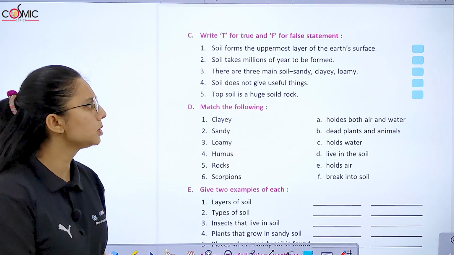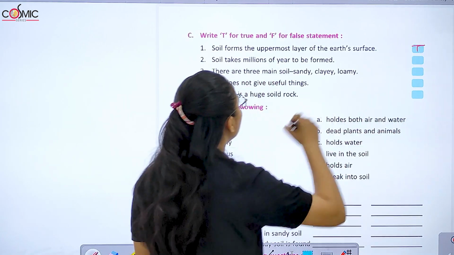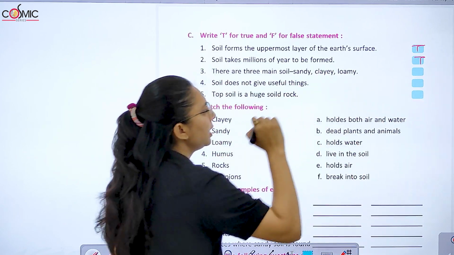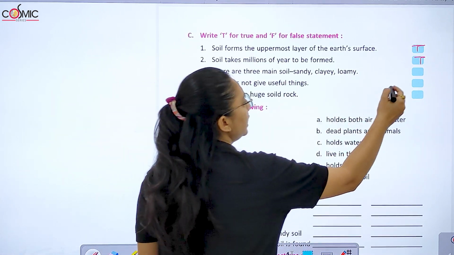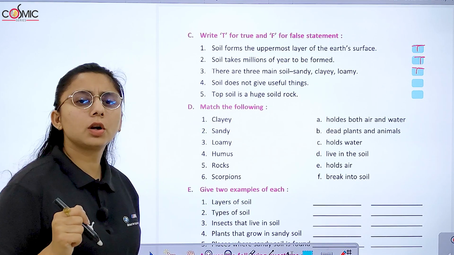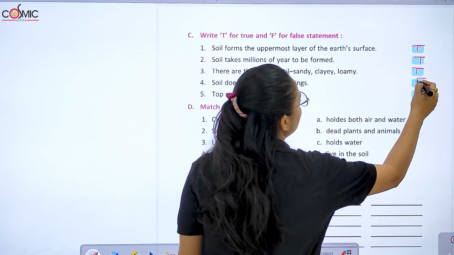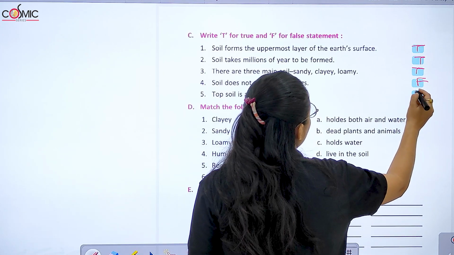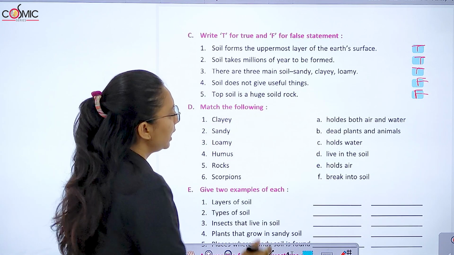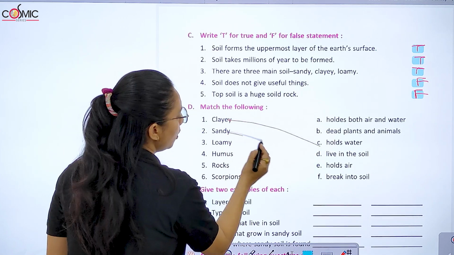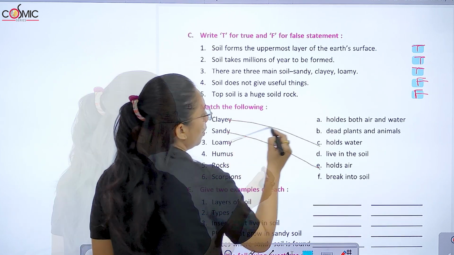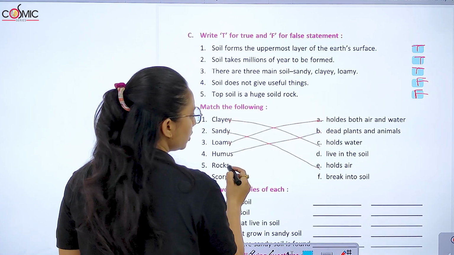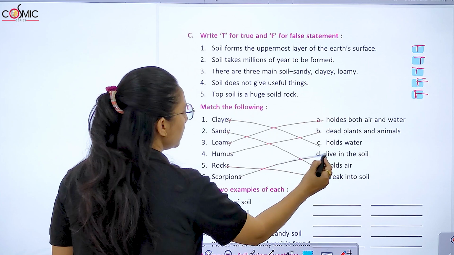Next is soil forms the uppermost layer of the earth's surface. It's true. Soil takes millions of years to be formed. It's true. There are 3 main soils: sandy, clay and loamy. It's true. Soil does not give us useful things. False. Topsoil is a huge solid rock. Topsoil जो है वो huge solid rock है. False. Now clay holds water, sandy holds air, loamy holds humus. Dead plants and animals, rocks break into soil. Scorpions live in the soil.